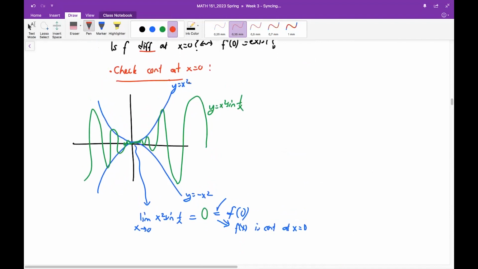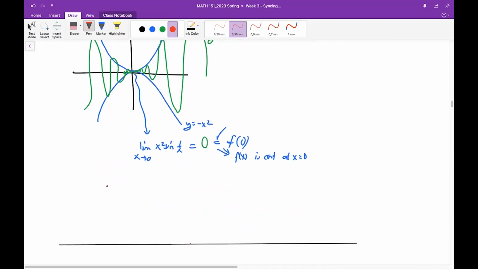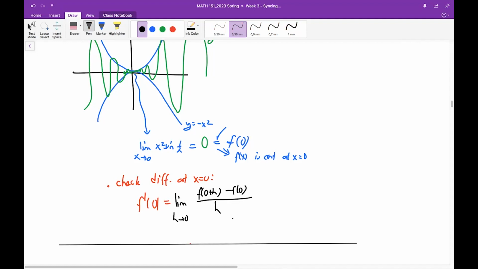A continuous function may or may not be differentiable at the given point. You need to check it. Now, we are ready to check differentiability at x equals 0. So how can you understand whether this value exists or not? What should I do now? I will use the limit definition, of course. So the limit as h goes to 0 of f of 0 plus h minus f of 0, divided by h.